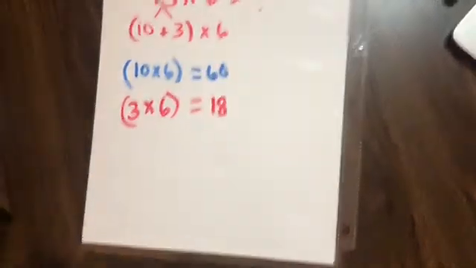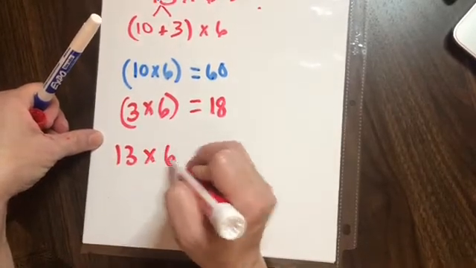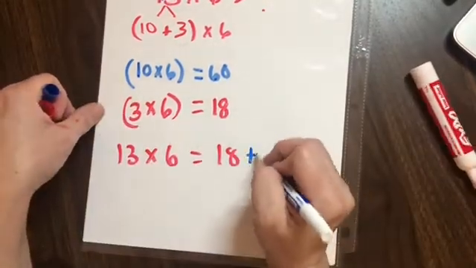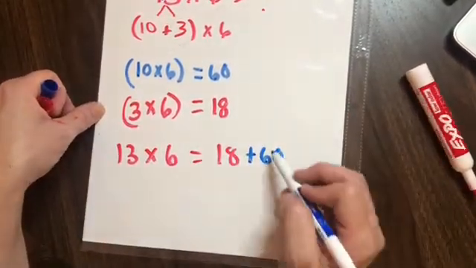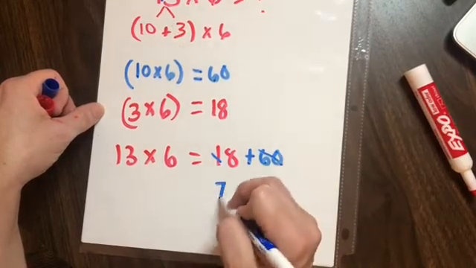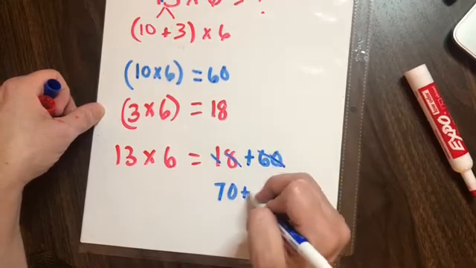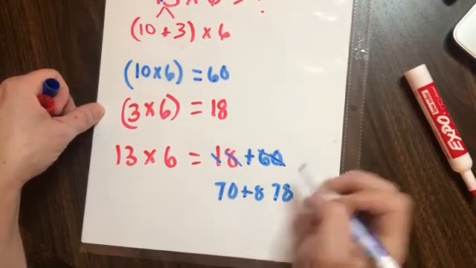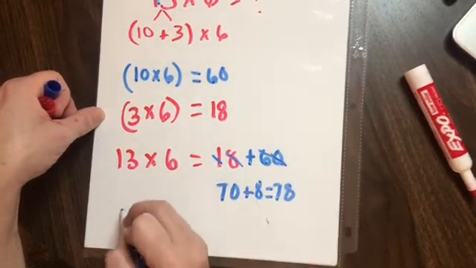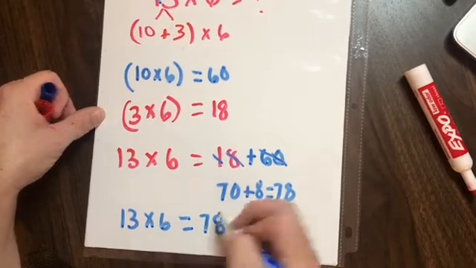Now, all I have to do to find 13 times 6 is add 18 plus 60, and I can definitely do that. 60 plus 10 is what? Shout it out. Yeah, 70. 70 plus 8, no ones over there, is 78. So 13 times 6 equals 78.